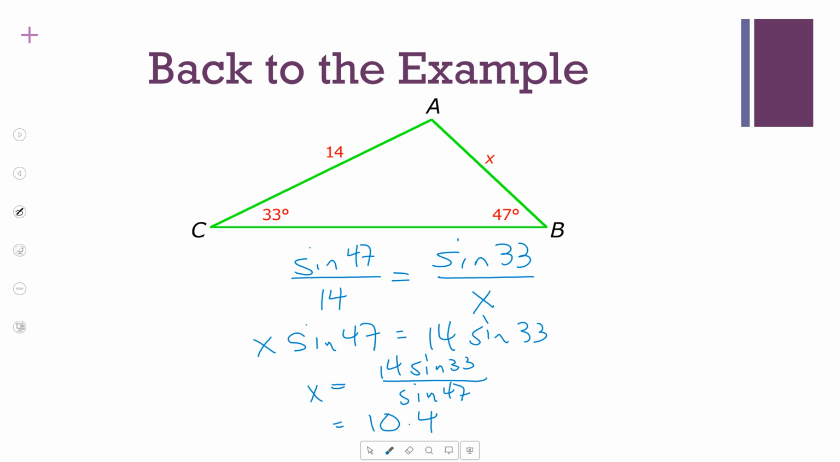Suppose I asked you to solve the triangle. What would you do next? In other words, we already know what A is. Sarah helped us with that earlier. She said it was 100. Okay, how would you find CB? Let's call it Y.